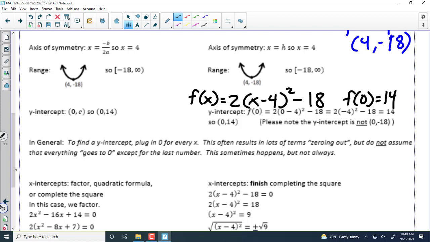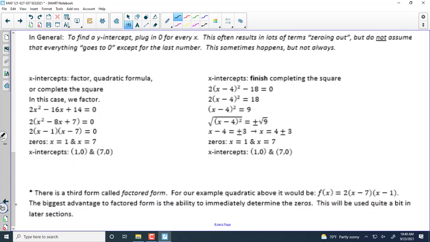Finally, what's usually the hardest thing to find no matter what form it's in? The x-intercepts. Yeah, they're tricky. If you can, you factor. If you're allowed to, you use the quadratic formula. If someone tells you you must, or you like it better, which I do, then you complete the square.